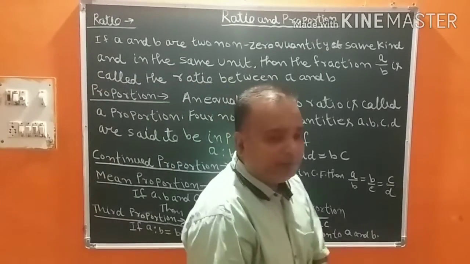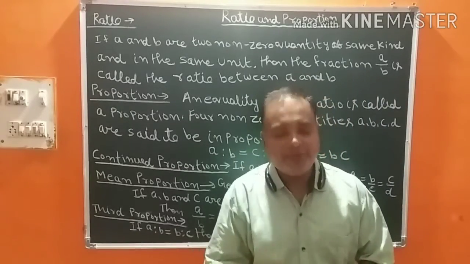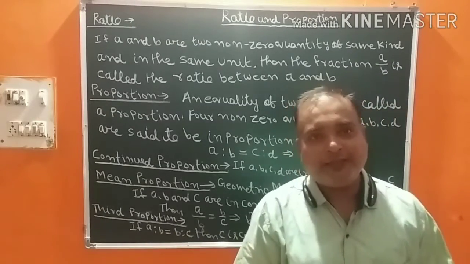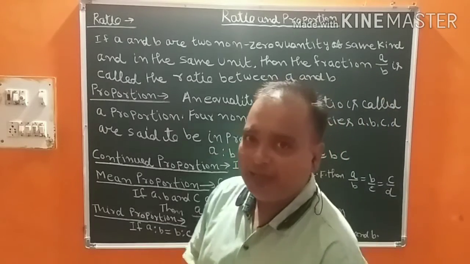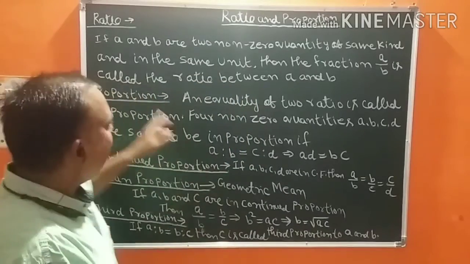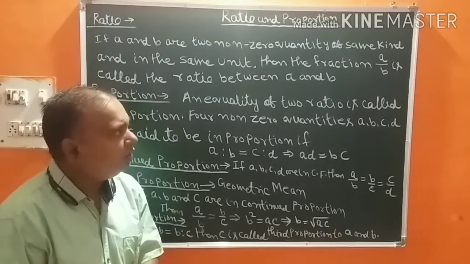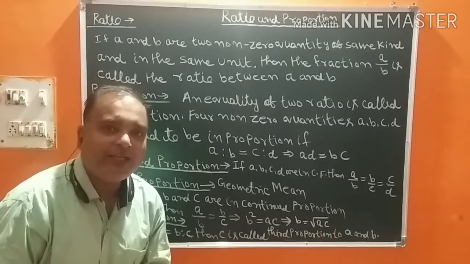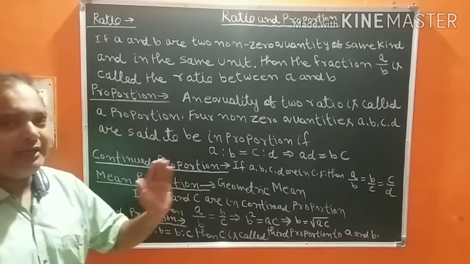What is ratio? Basically, if we take two quantities A and B, and A and B are two non-zero quantities of the same kind and the same unit, then the fraction A upon B is called the ratio between A and B. What is the definition? If A and B are two non-zero quantities of the same kind and in the same unit, then the fraction A upon B is called the ratio between A and B.